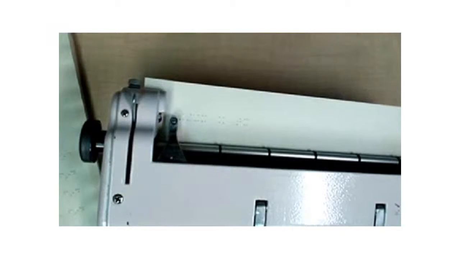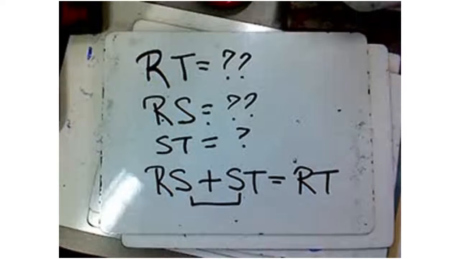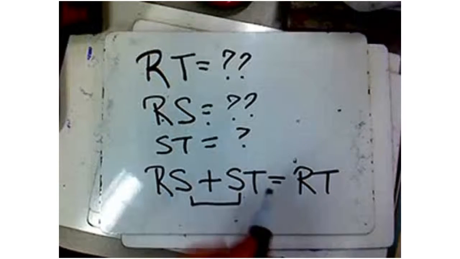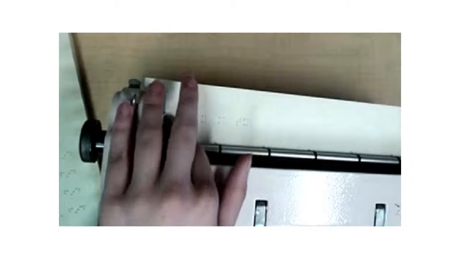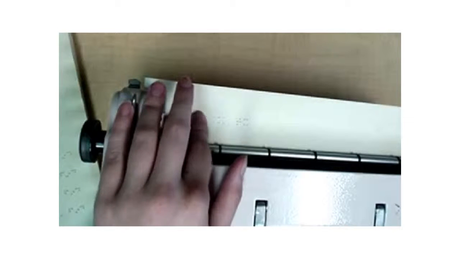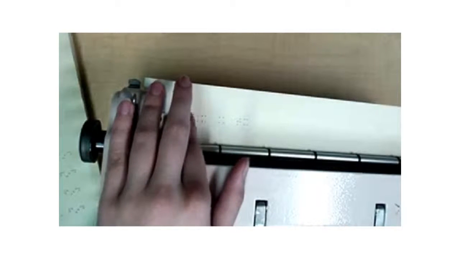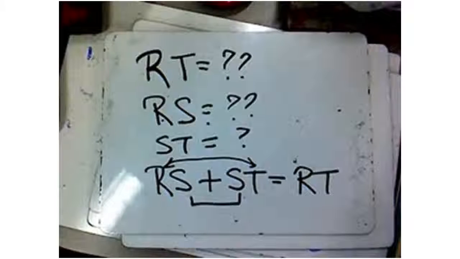I'm sorry that you're frustrated. RS plus ST equals RT. I think it's on either side of the plus. So directly from the number line is your equation. R to S is the first one, plus S to T is the second one, to equal RT, the outside.